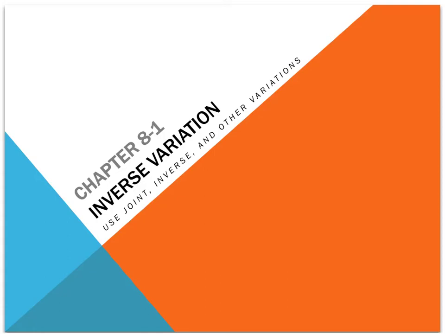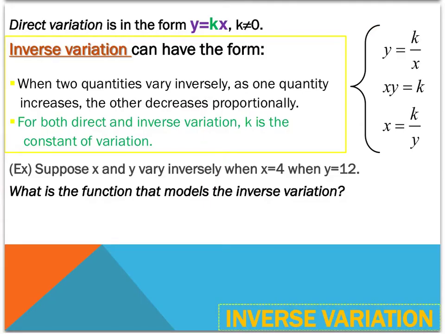So now we're going to look at different types of variation, which include inverse, joint, and other combinations. So we've looked at direct variation, which is in the form y equals kx. So as x increased, so did y, and it increased by a constant of variation k. Now inverse variation is kind of opposite to that.